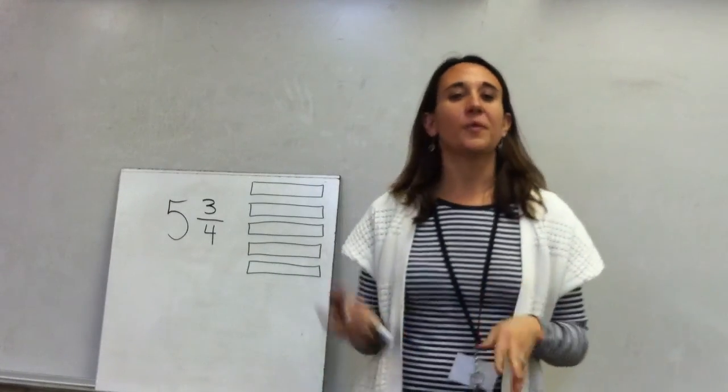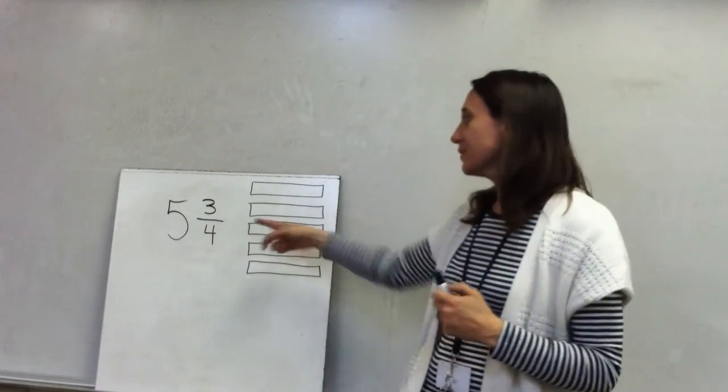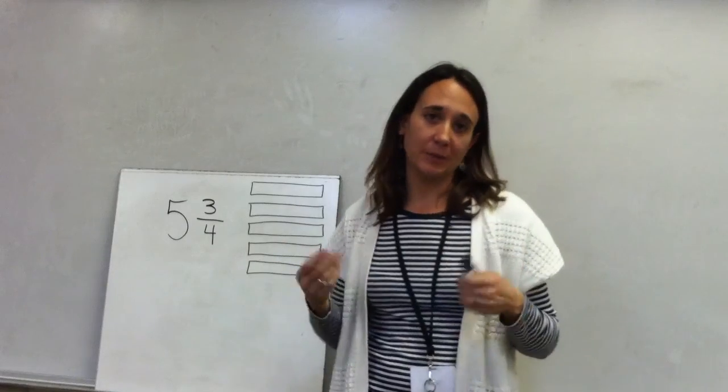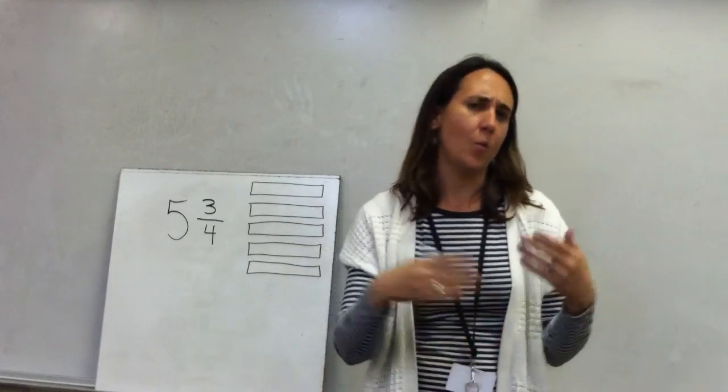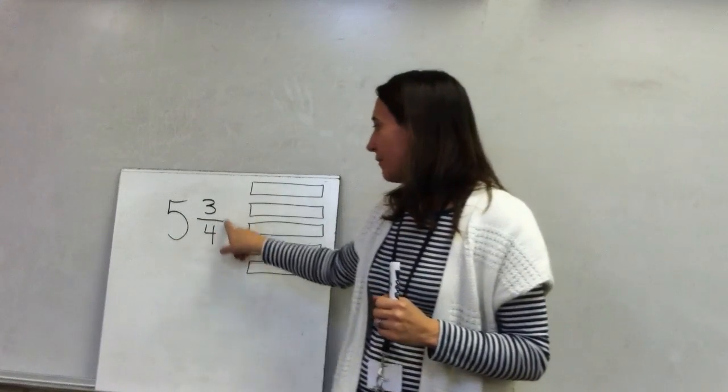Okay, so today we're going to talk about converting between mixed numbers and improper fractions. In this case, we have a mixed number and we want to make it into an improper fraction. And later on, we'll learn about why that would be helpful. So in this case, we have 5 wholes and then we have 3/4.